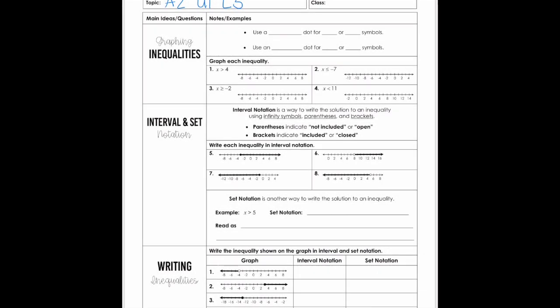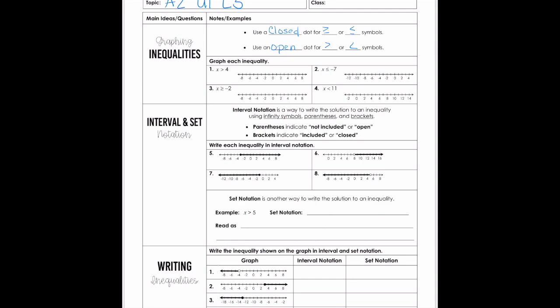So let's review a little bit about graphing inequalities before we get started. First, you are going to want to use a closed dot for greater than or equal to, or less than or equal to symbols. You're going to use an open dot or an open circle for just greater than, less than. So let's practice. For x is greater than 4, you're going to go to the positive 4.